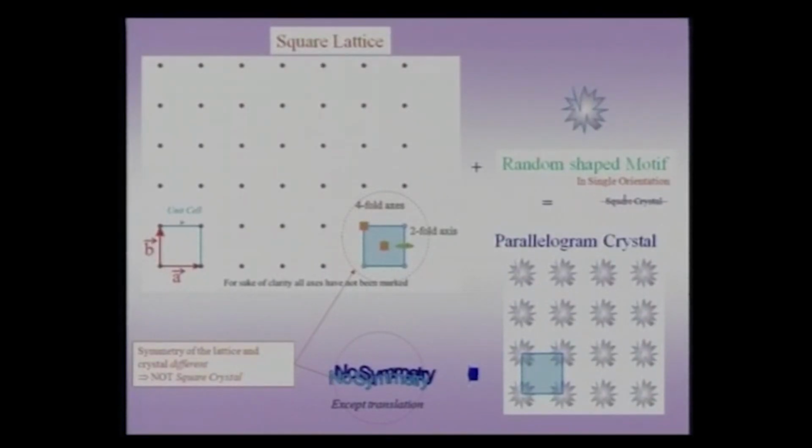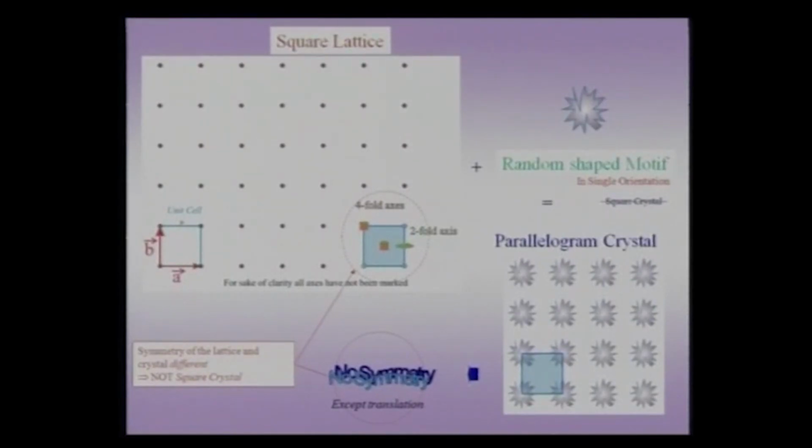If I want to call it a square crystal, we had seen that we have to have a 4-fold or 4mm symmetry, and this crystal which I have generated here with this random shaped motif has only translational symmetry, and that is absolutely a must for something to be called a crystal, because that is how I generated the lattice. So, there are two translations surviving, the A translation and the B translation, which are common to both the square lattice and to the crystal I have generated using the lattice.